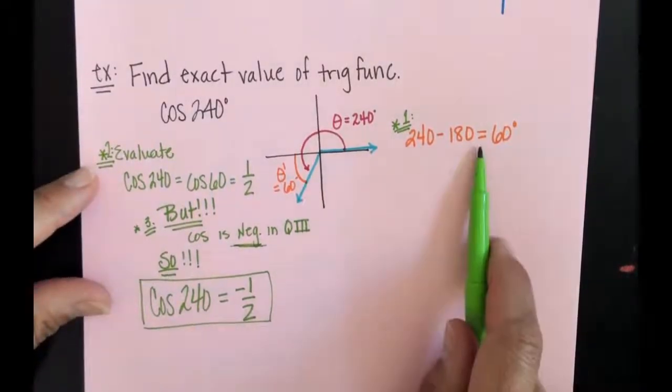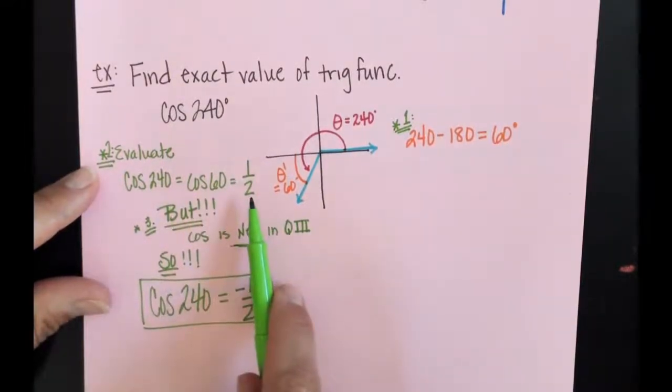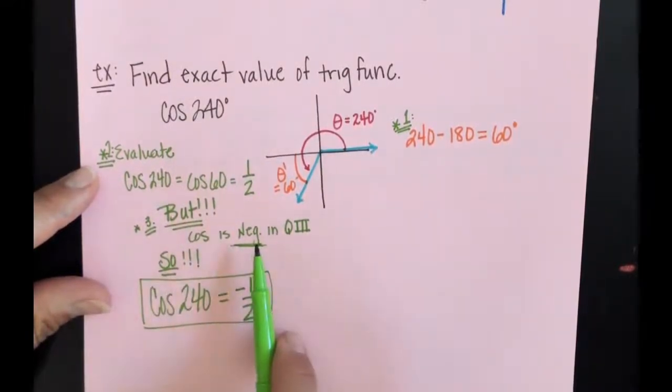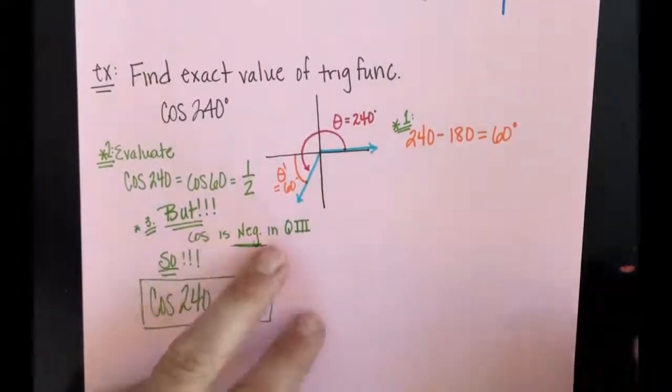So first step, find your reference angle. Second step, evaluate it for that reference angle. And the third step is make sure that you determine where it's positive or negative, and then write your final answer.